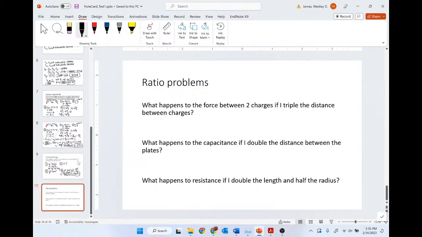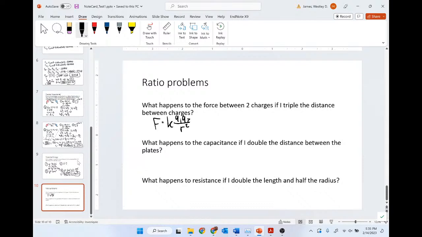All right, what happens to the force between 2 charges if I triple the distance between the charges? Ratio problems. I see the word force, so I go to my section of my note card that says force. And I realize, oh, the force due to point charges is K Q1 Q2 over R squared. That's the equation for force. And this says what happens to it. So this is my OG. This is my original. Nothing's changed.